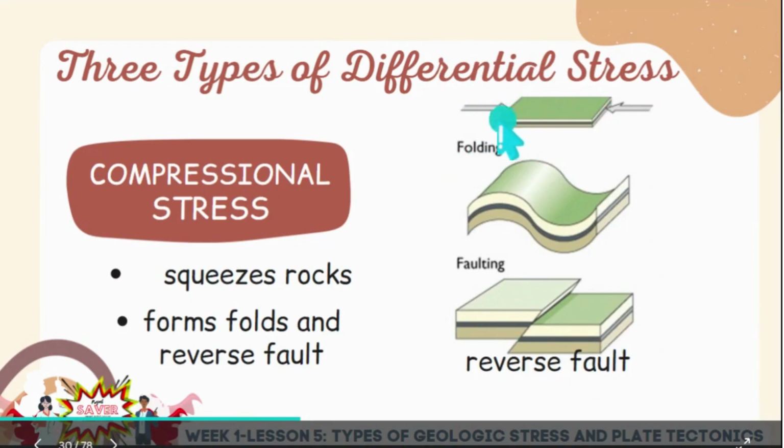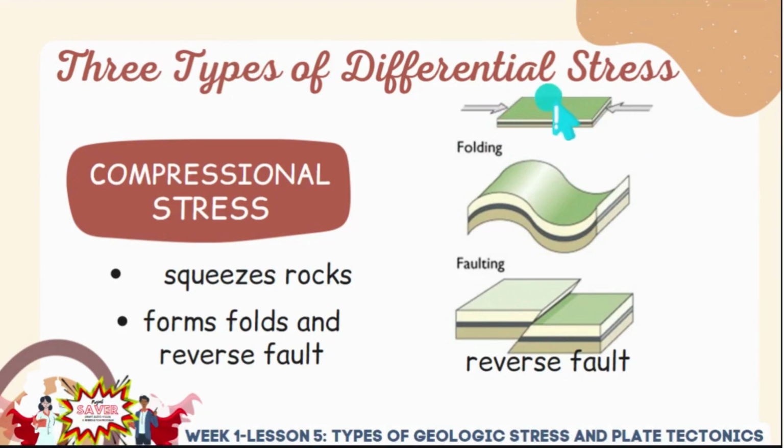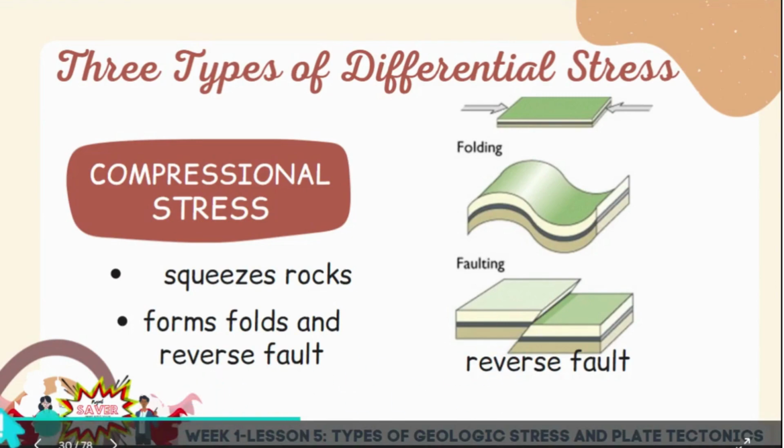So una, straight pa yung rock mass. Pero nung na-applyan ng force sa magkabilang side, nagkaroon siya ng compressional stress. Na-squeeze itong rock mass na ito at naka-form siya ng folds. Aside from that, pwede rin siyang maka-form ng fault na tinatawag natin na reverse fault.